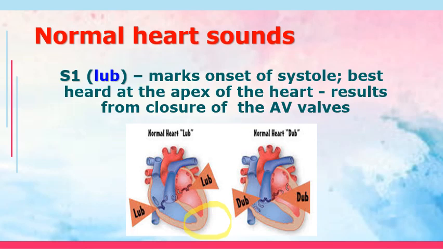Okay, so why are we listening to your lub on the apex? Take note that once the blood passes through your atrioventricular valves, the tendency of the blood is to go towards your ventricular walls. That's why it's best to listen for your AV valve assessment through your ventricular walls, because that's where the blood would directly go. Okay, so again, S1 marks the onset of systole.